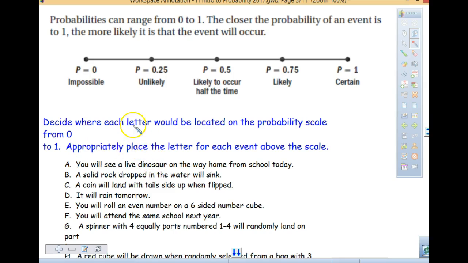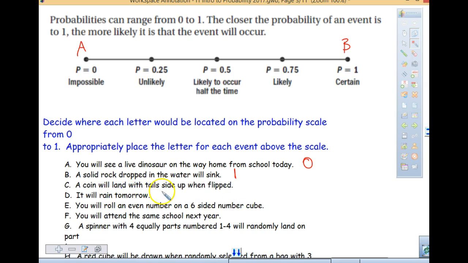If we were going to place that letter A, Grace, where do you think you might place it? Impossible. Right above here. It is not very likely that we are seeing a dinosaur today on our walk home from school. Okay, again, comments, you're going to save them for just a little bit. If I look at the next one, B, a solid rock dropped in water will sink. What are we thinking, Lucas? B should be at 1. You drop a rock in water, it's definitely sinking. That has a probability of 1.